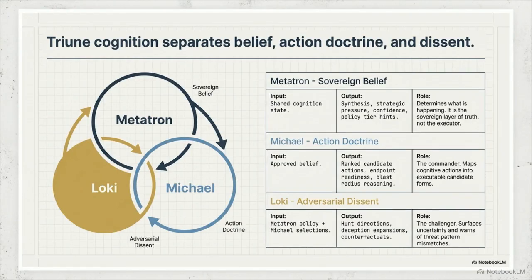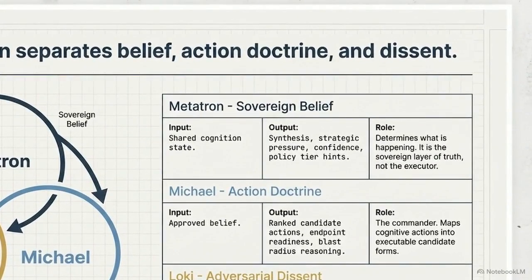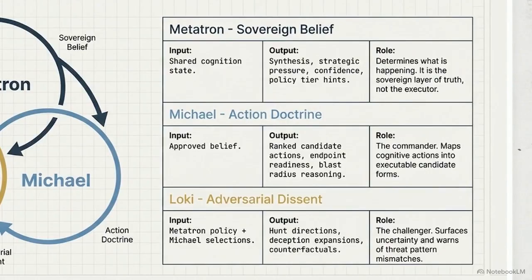The first node, Metatron, serves as the sovereign belief layer. It reads the shared world state and synthesizes exactly what is happening in the environment. It determines the truth, but it holds no execution authority. The second node, Michael, takes that approved belief and formulates an action doctrine. It maps the agent's cognitive intent into executable candidate actions and calculates the potential blast radius of the request.